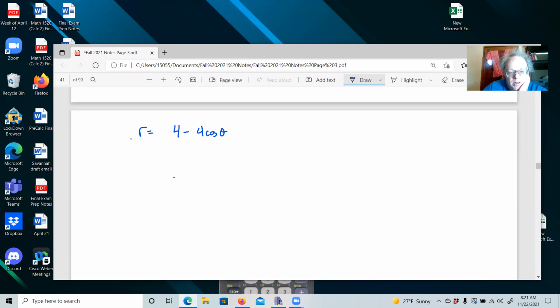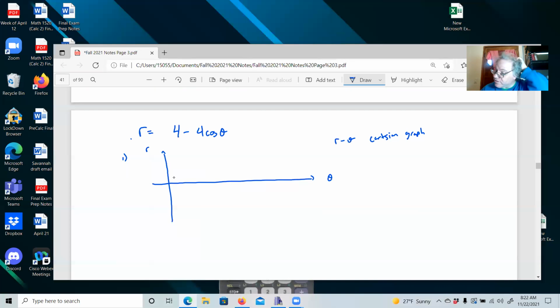So on step 1 here, this is what I mean by an r theta Cartesian graph. I'm still using Cartesian coordinates, except that the x-axis is now the theta axis, and the y-axis is now the r-axis. But it's still a rectangular graph. I'm just using that to get an idea of what's going on there.